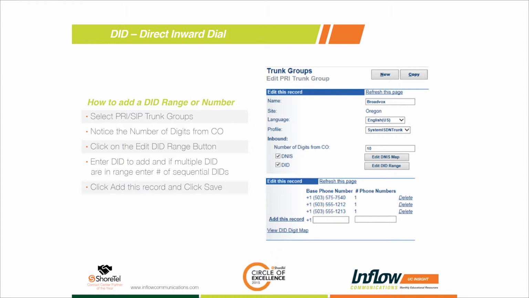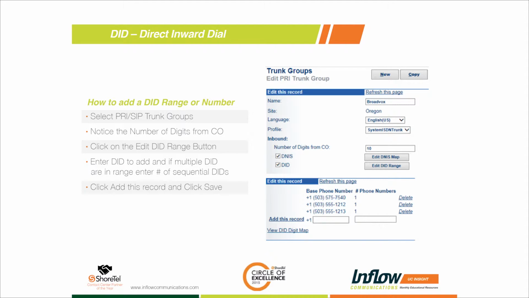A big thing we get asked a lot is, how do we add new DID ranges? If we order new DIDs because we ran out, or we just want to add some more for marketing purposes, a lot of times the DIDs were added when your system was installed. So how do we add them? Inside your ShoreWare Director, you're going to go to trunks, and you're going to go to trunk groups. Then you're going to select the PRI or SIP trunk group that you want to add your DIDs to.